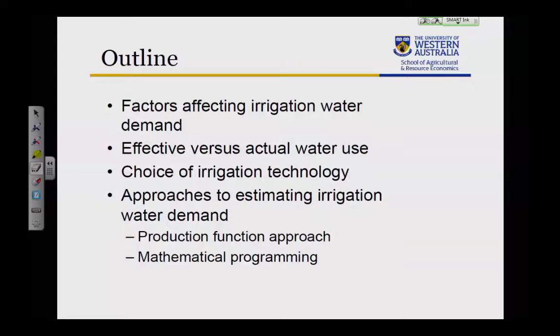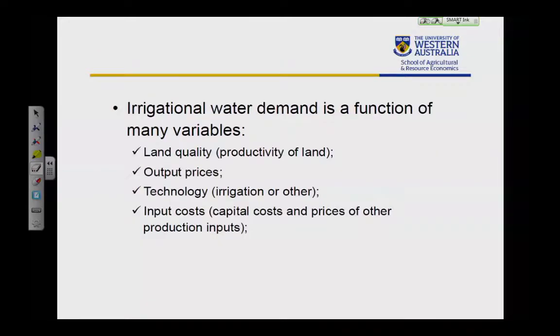One of them we have already done. The production function approach is what we said you could do if you optimize profit, because it's the same thing. So really what I want to discuss is the mathematical programming stuff, and I want to give you some ideas about that. So irrigation water demand is a function of many things: land quality, or how productive the land is, output prices like we were saying before, technology. And the technology is important because that's going to affect how much water you need, and input costs. So input cost, capital cost, is very important if you are using irrigation water, but also variable costs like fuel and so on.